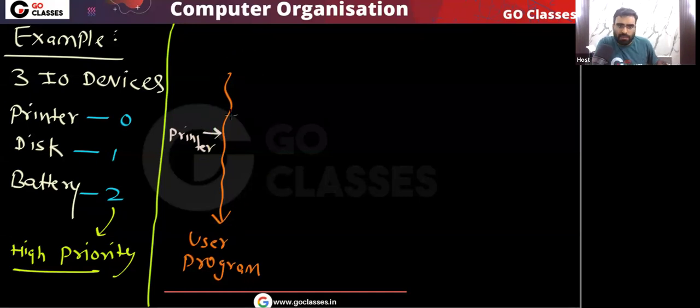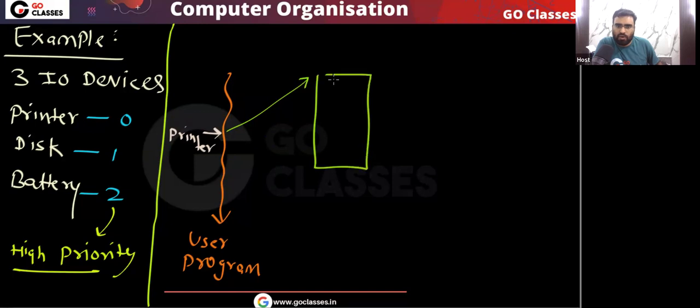The CPU will save this program, and after saving it, let's assume this is time t equal to 10. So at time t equal to 10, the printer is interrupting. What will the CPU do? The CPU will save this program and jump to the ISR of the printer. Yes or no? So now the CPU will jump to the ISR of the printer. This is the ISR of the printer.